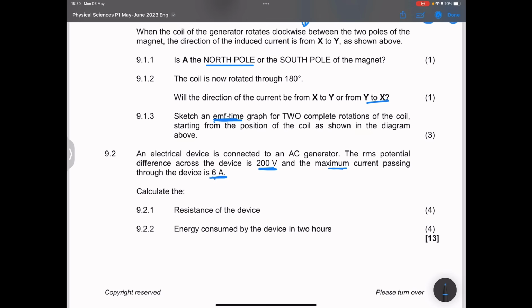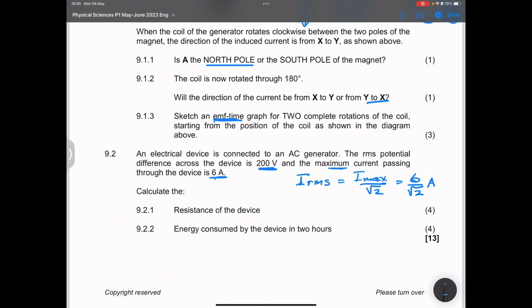Now remember, for me to get the resistance, I need to get my voltage and current to the same units, whether maximum or whether RMS, it doesn't matter. So in this case, I'm going to choose RMS. So I'm going to start with the current. So let's find I RMS first. So I RMS would be I max divided by square root of 2. So this would be 6 divided by square root of 2. Right, I'm going to leave it like that.